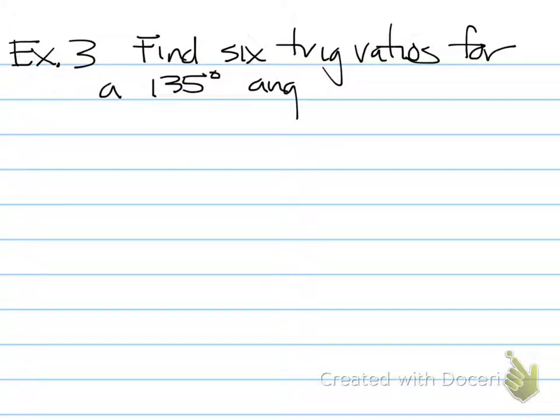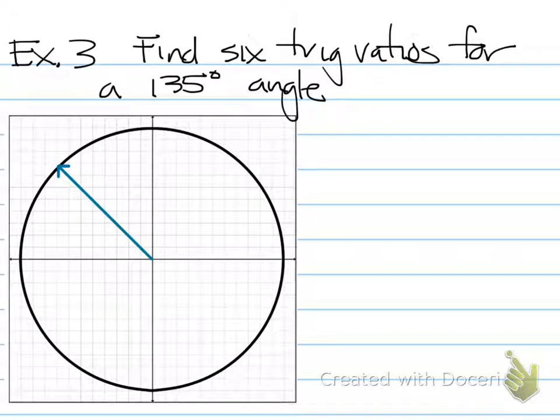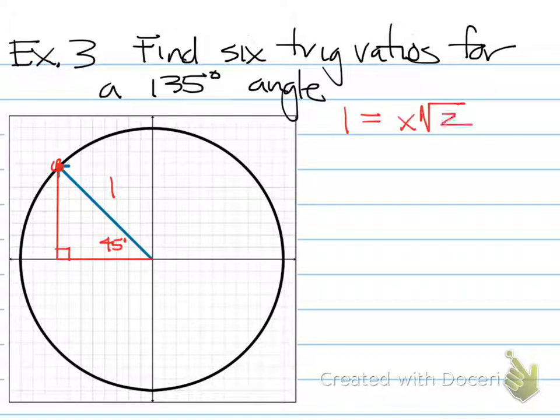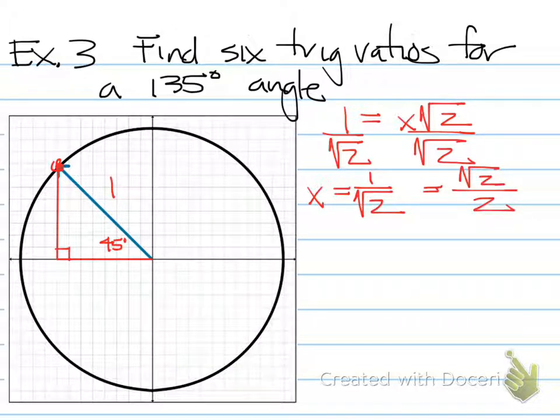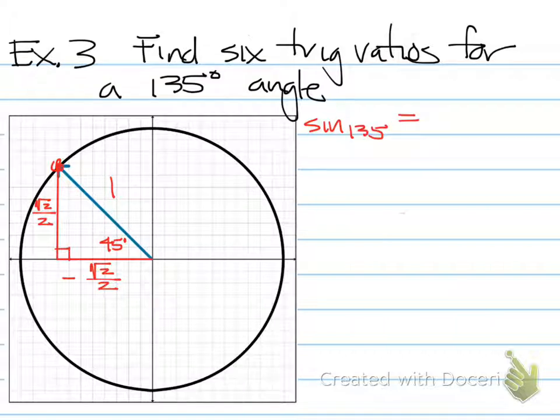And now we want to find the 6 trig ratios for a 135-degree angle. Start by drawing the angle, and you can see that the terminal side is going to be in the second quadrant. If we draw a line straight down, we get a 45, 45, 90-degree triangle. Again, the hypotenuse is 1, so we know that both of the legs of that 45, 45, 90-degree triangle are √2/2. And so now we can determine what all 6 trig ratios are.